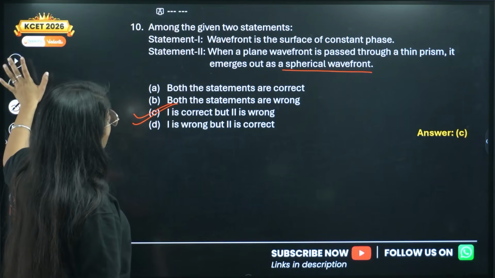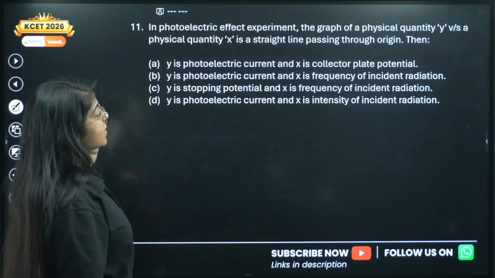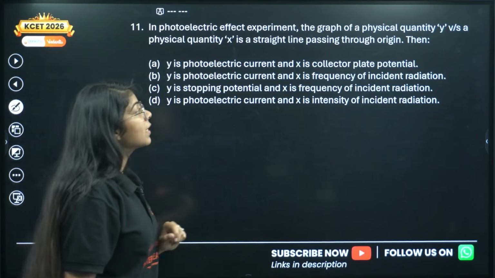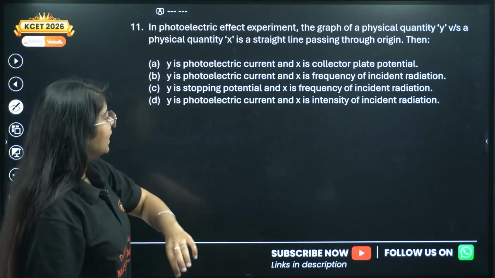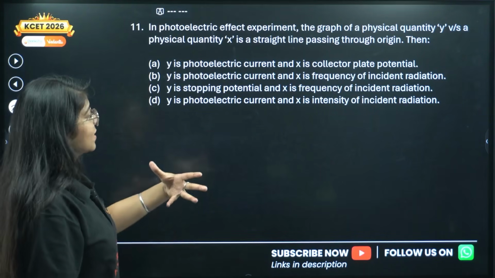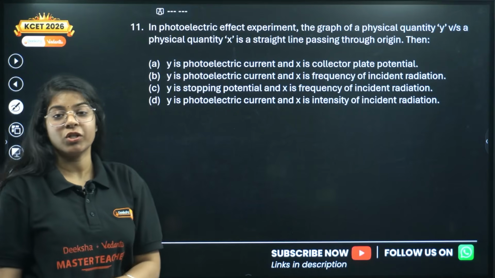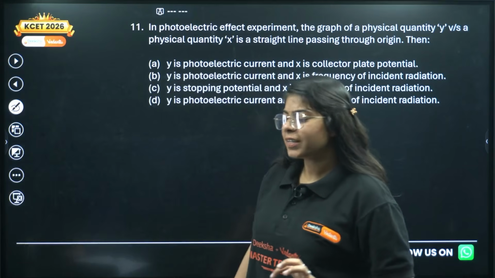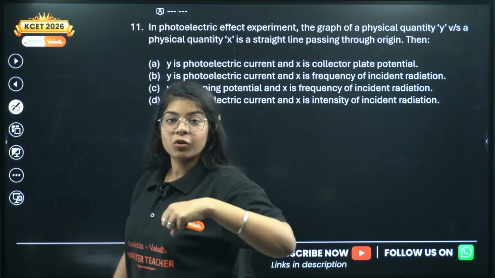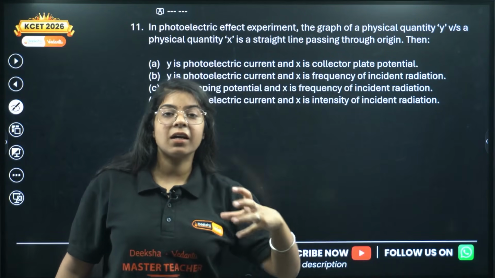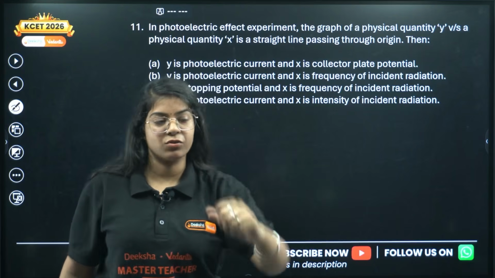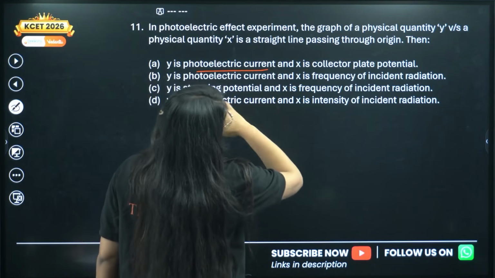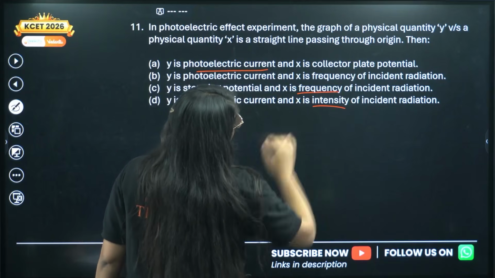Okay, moving on to the next, that is 11th question. In photoelectric effect experiment, the graph of a physical quantity y versus a physical quantity x is a straight line passing through a region. I just love this topic. So photoelectric effect, we know that a photon hits a surface, a conductor, a metal surface, and ejects electrons. Now we have lots of terms in them: photoelectric current, frequency, intensity.